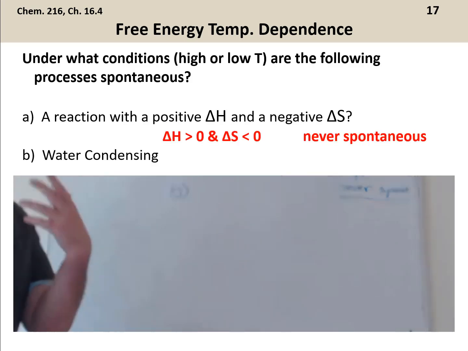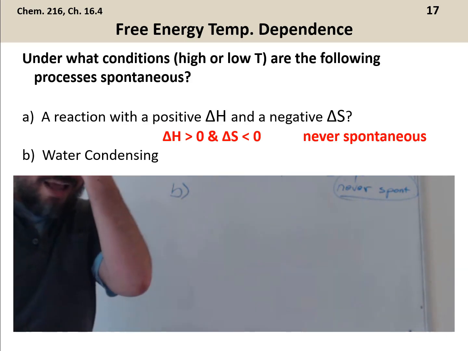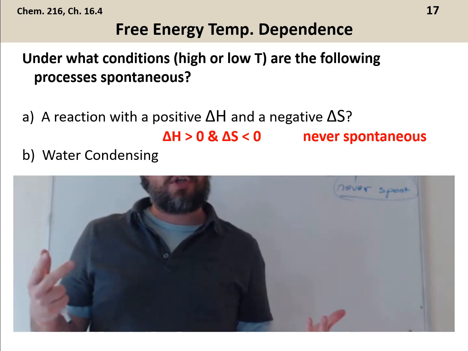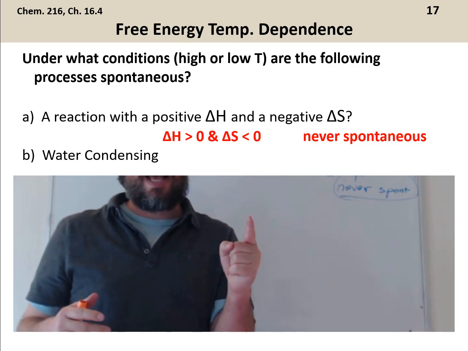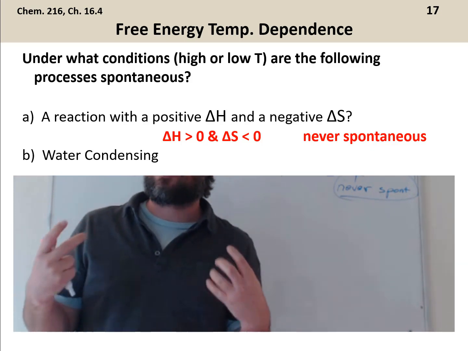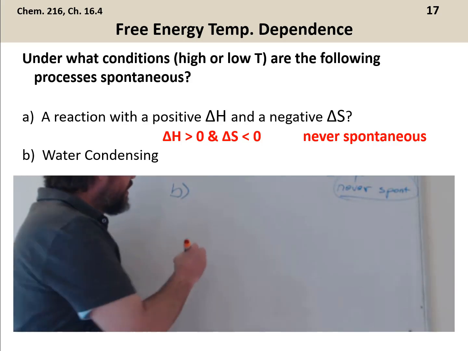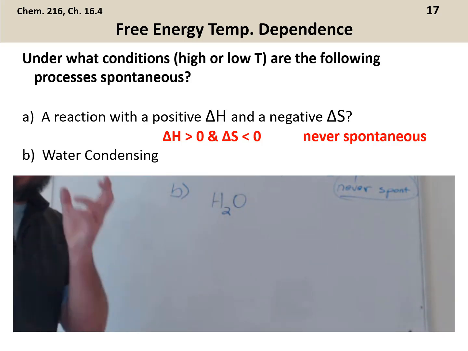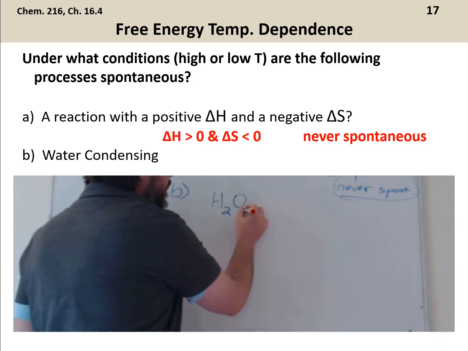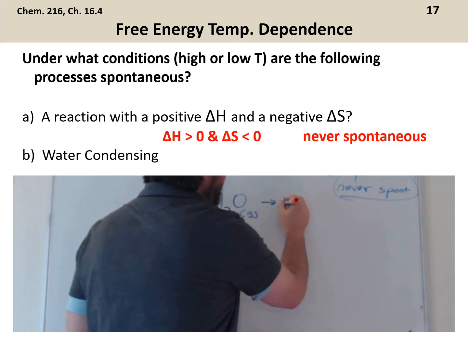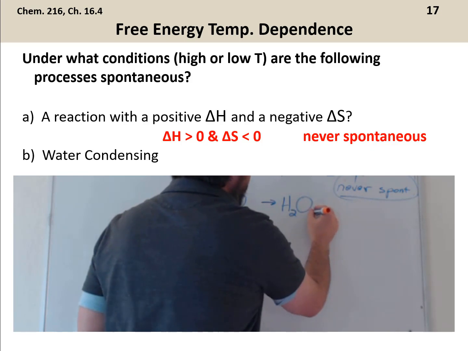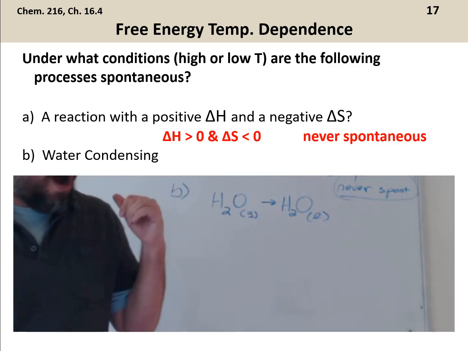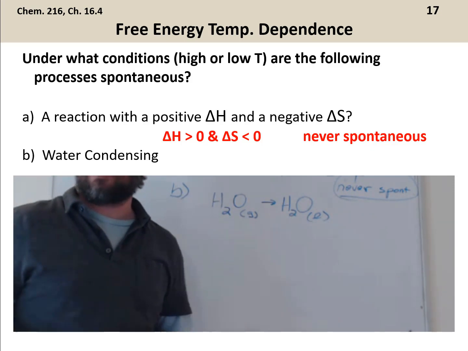B is water condensing. Now, I say water condensing. The first thing I always need to do is turn this into an equation. So it's water, and I say it's condensing. Condensing means it's going from gas to liquid. This is terminology we just need to know. Condensing means gas to liquid.